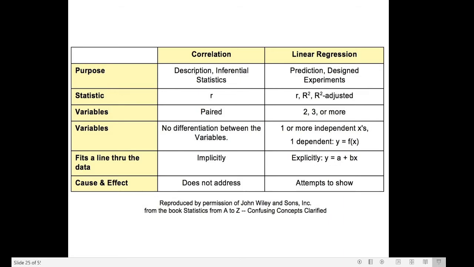In correlation, we explain the paired values. In linear regression, we explain two or more, n number of components. This is a very, very important point, because correlation can be explained with two variables, but in linear regression we take more than three variables.